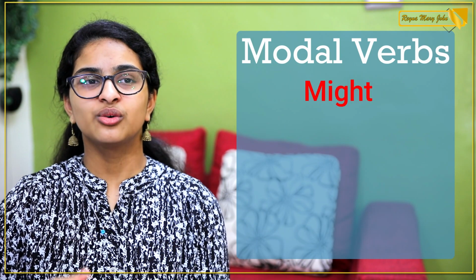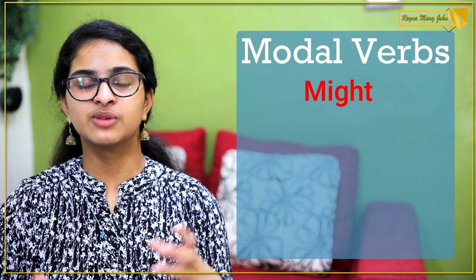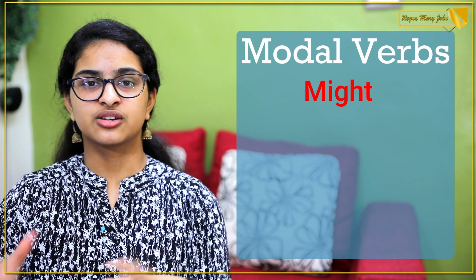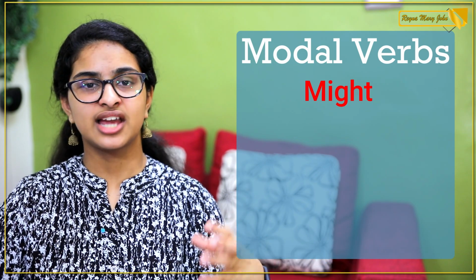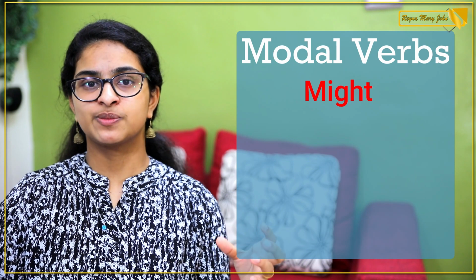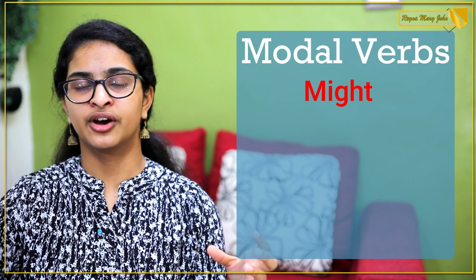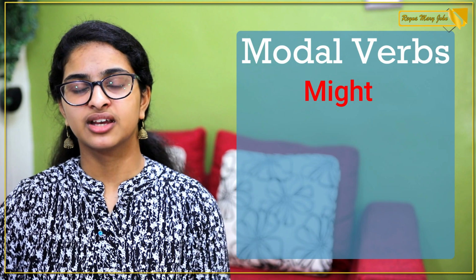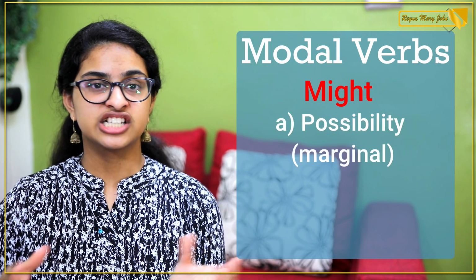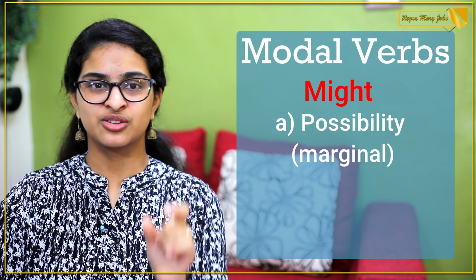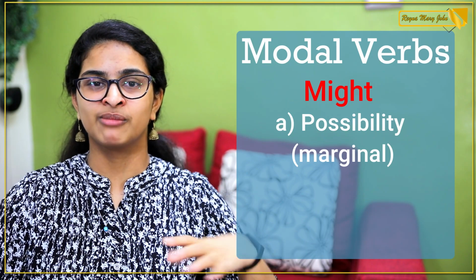Might. Now, usually when you're talking about modal verbs, you put them in pairs. So can, could, will, would, and similarly you come up with may, might. Like I said before, may is used for possibilities that are half, or you have a 50% chance of something happening. Might is used when there is a marginal chance of that happening. That chance could be completely negligible. It's like that small percentage of a major disaster happening.